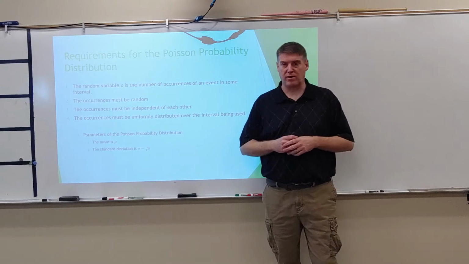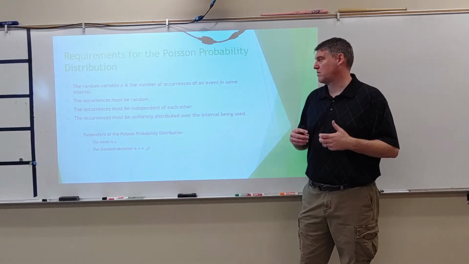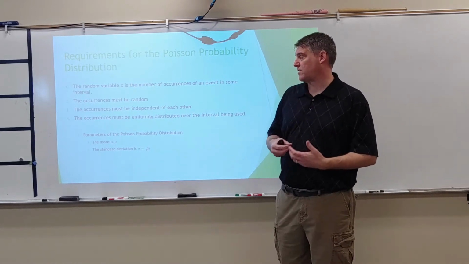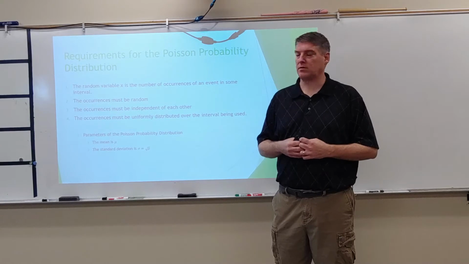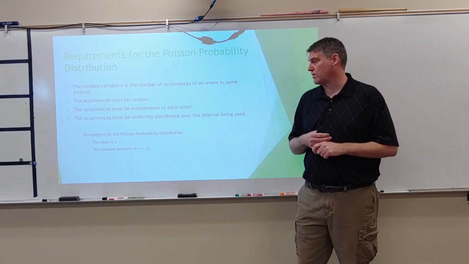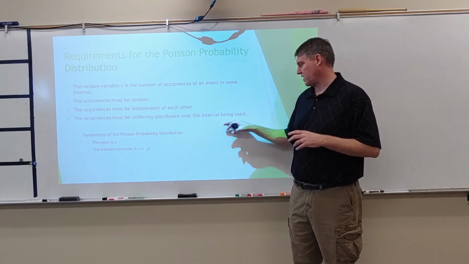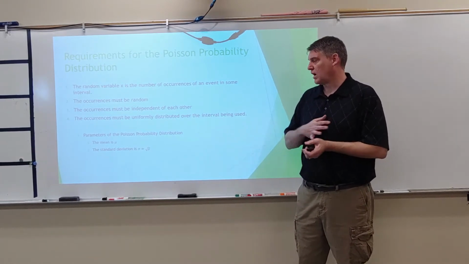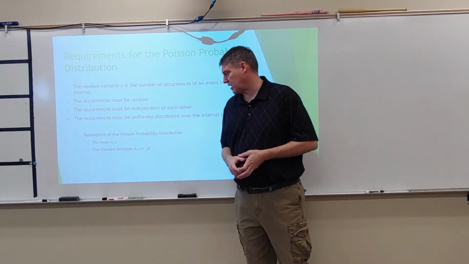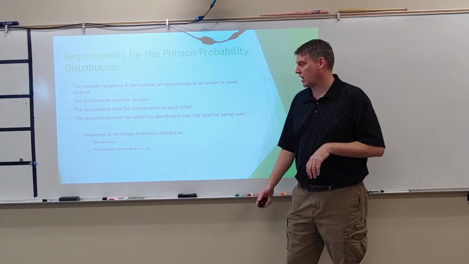Requirements for the Poisson probability distribution. 1. The random variable x is the number of occurrences of an event in some interval. 2. The occurrences must be random. 3. The occurrences must be independent of each other. 4. The occurrences must be uniformly distributed over the interval being used. Okay, so they have to have the same. The parameters of the Poisson distribution: the mean is mu, and the standard deviation is the square root of mu.